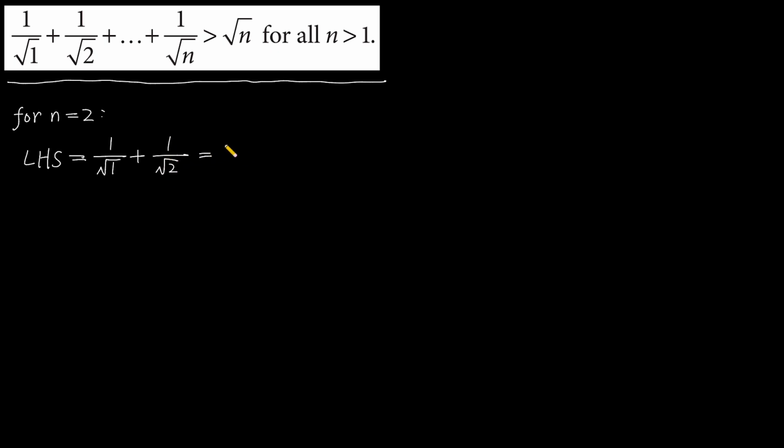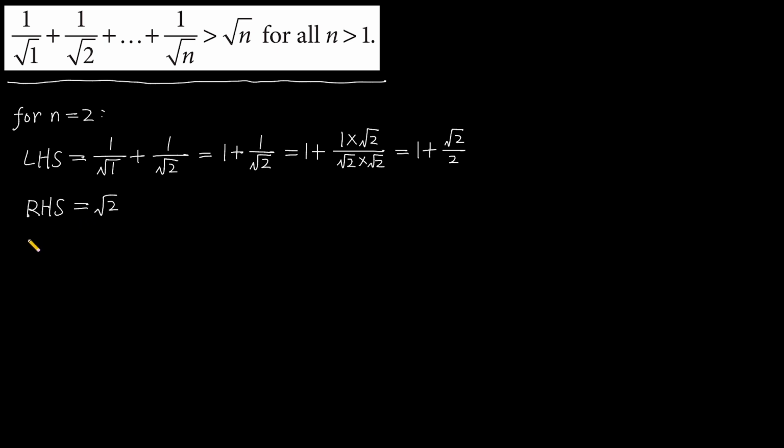And this equals 1 plus 1 over square root of 2. And this equals 1 plus the top multiply square root of 2, bottom also multiply square root of 2. And this equals 1 plus square root of 2 over 2. This is left hand side. Then the right hand side equals square root of 2. Now we need to prove that left hand side is larger than right hand side.